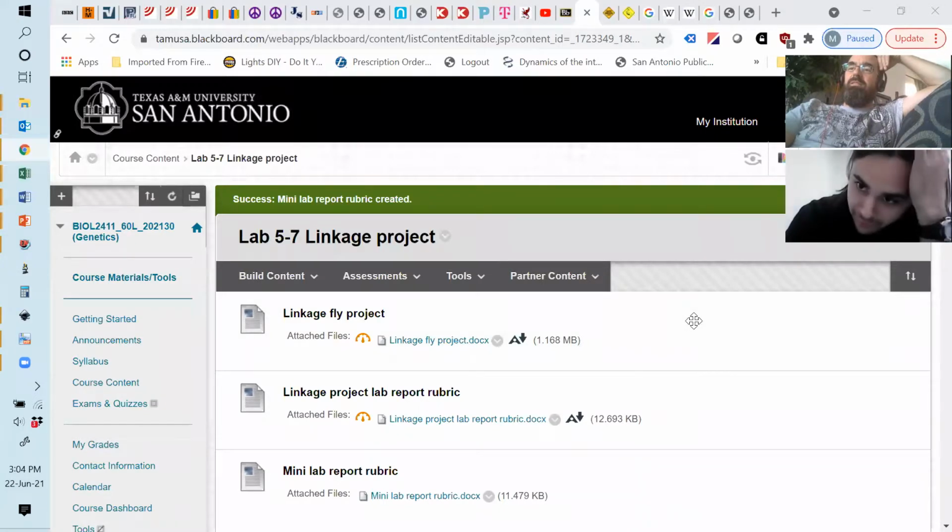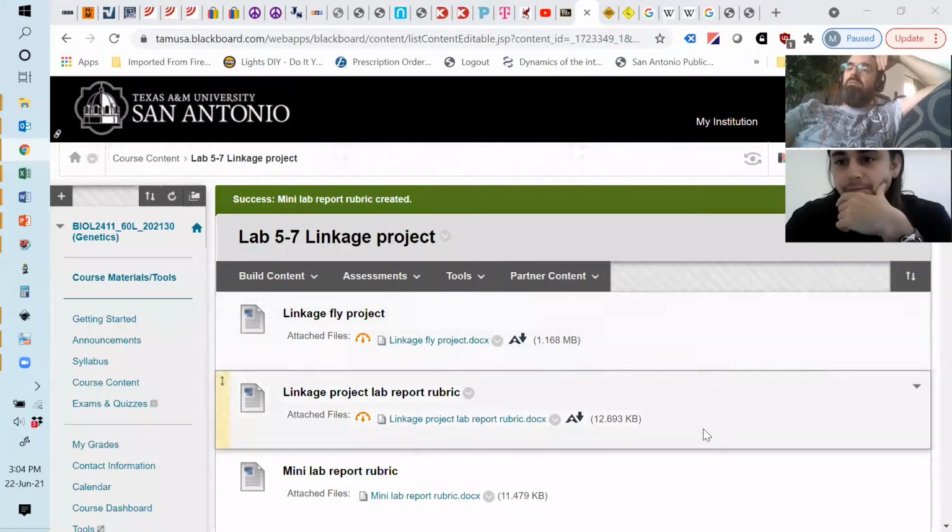So what do we have due for next lab? Nothing. Okay, because this was just all info and stuff. Right. Okay. I'd recommend reading through that linkage fly project file again. Most of it will tell you what you already know now after going through this, but it will help reinforce that.